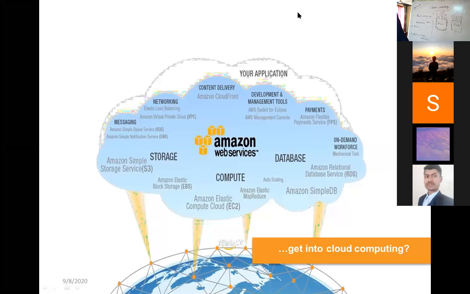Next are the payment options. Amazon also provides payment services like Amazon Flexible Payment Service, and on-demand workforce like Mechanical Turk. These are some of the services shown in this slide, but these services are not limited to this slide. This slide covers only the limited popular services. Amazon is growing every day. Every day new services are coming and being availed by millions of customers across the globe.